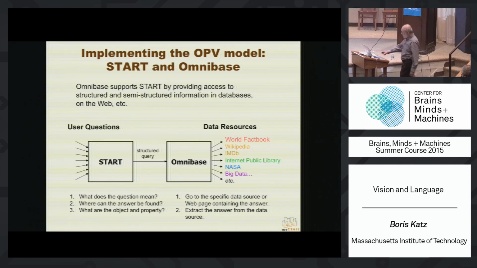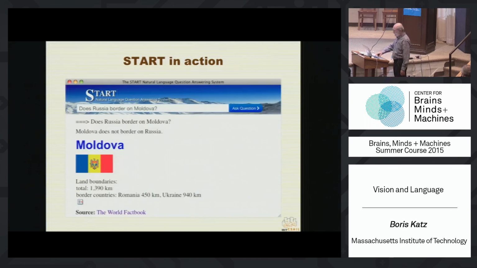So this is how the system works. And here's an example of such a question. Here the question is, it's a screenshot. Does Russia border on Moldova? The system says, aha, you want to find out what countries border Moldova and find out whether Russia is among them. And then it actually checks that, and it tells you, no, Russia does not border Moldova because it doesn't find Russia in this response.